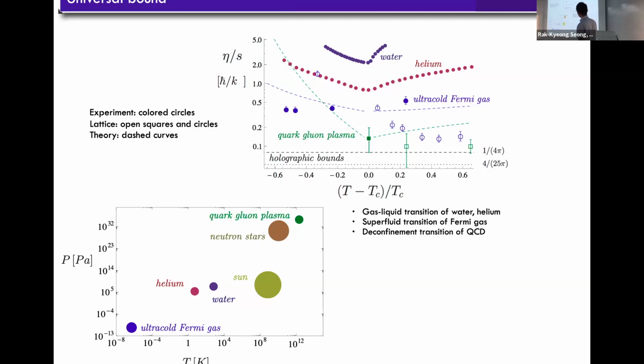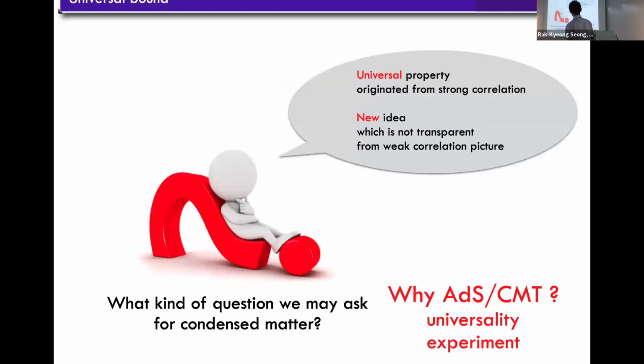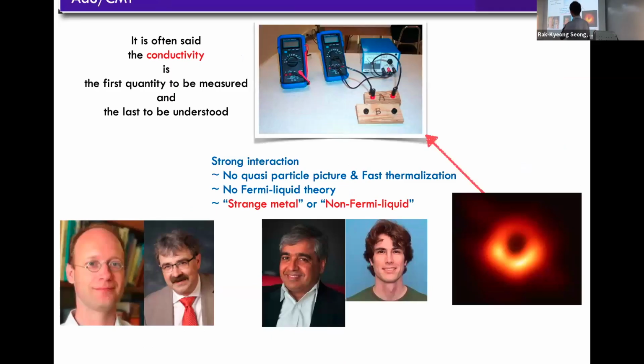And there are many other experimental values. And the idea is the black hole in the AdS space is representing the universal property of the quantum system of the strong correlations. Okay, so that's the basic idea. And let's go to the AdS CMT. CMT means the condensed matter theory.